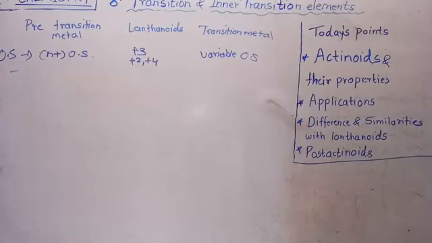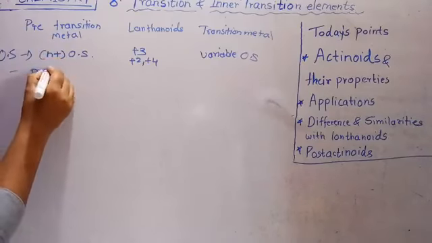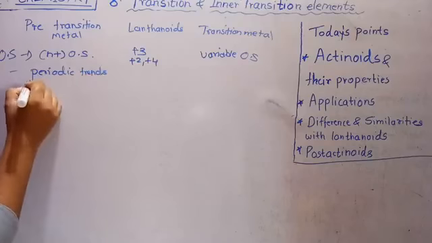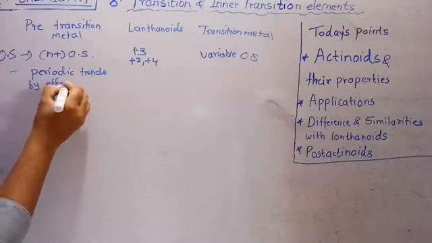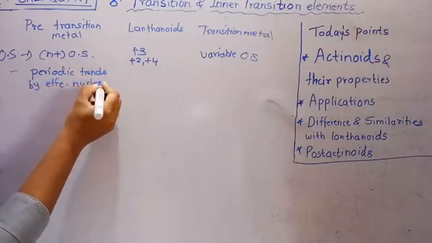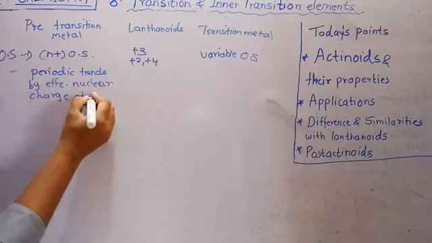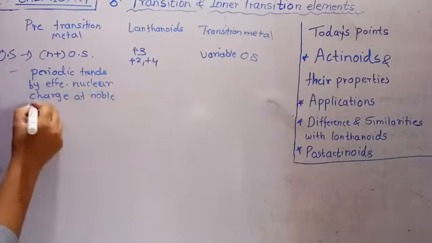Then next point: all these elements are compared according to the periods. The periodic trend is determined by effective nuclear charge and noble gas configuration. For pre-transition metals, the periodic trends are by effective nuclear charge and noble gas configuration.